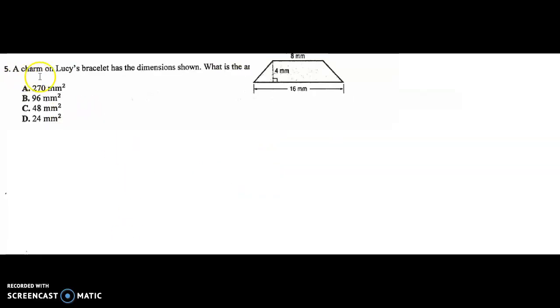All right, number 5. A charm on Lucy's bracelet has the dimensions shown. What is the area? Did I get cut off? What happened here? I don't know. It's supposed to say area here. So we have a trapezoid here, don't we? And we know the formula of a trapezoid. It's area equals base 1 plus base 2, right? In parentheses, because we have to solve that first, times your height, and all of that is going to be divided by 2.